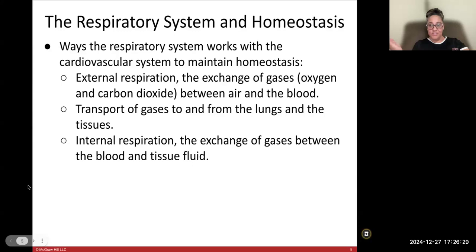Homeostasis. All of our systems are designed to maintain homeostasis for us. These are the ways the respiratory system works with the cardiovascular system to maintain that homeostasis. External respiration, or the exchange of gases, the oxygen and the carbon dioxide between the air and the blood. It facilitates that process. Transport of gases to and from the lungs, and then to the tissues and the cells of the rest of our body. And then internal respiration is the exchange of gases between the blood and tissue fluid.